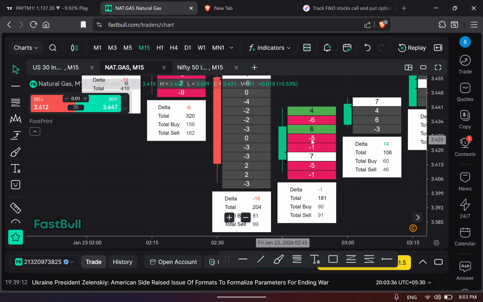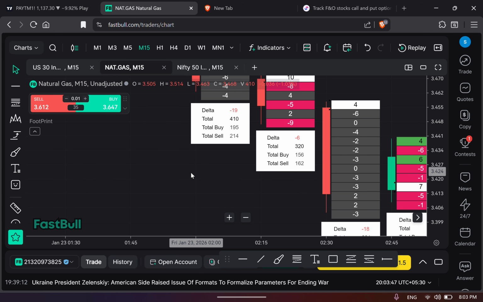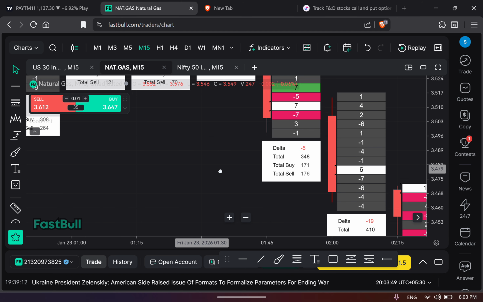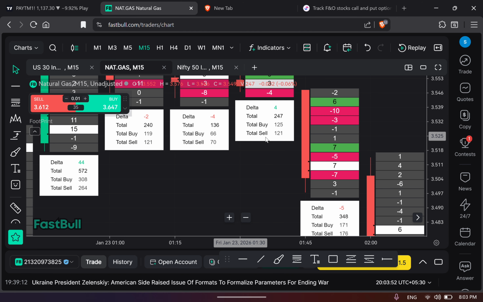and 7, -5, 6, -6, 4. So delta is very neutral or minimal, it came from here to here. So it's clearly indicating that you should exit your sell trade, don't go for it further. So this is the way it will be. But in the footprint table, you have to calculate all these things manually.